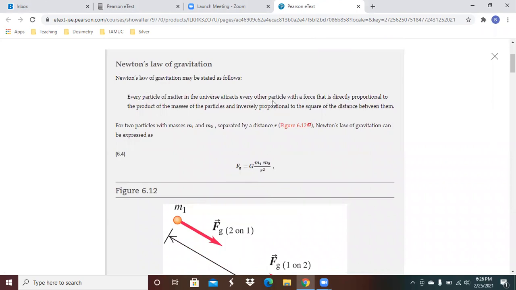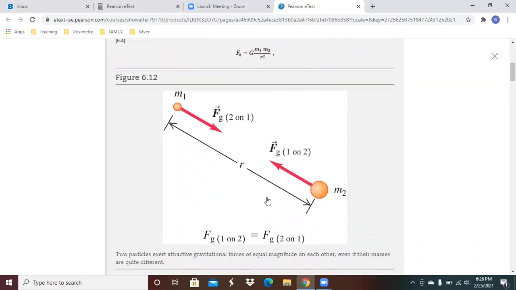So every particle of matter in the universe attracts every other particle with a force that's directly proportional to the product of the masses of the particles and inversely proportional to the square of the distance between them. So we've got two particles, they have two different masses, they're separated by a distance r. Newton's law of gravitation ends up being this. We also know that the force of gravity of 2 on 1 or 1 on 2 can be written as this.